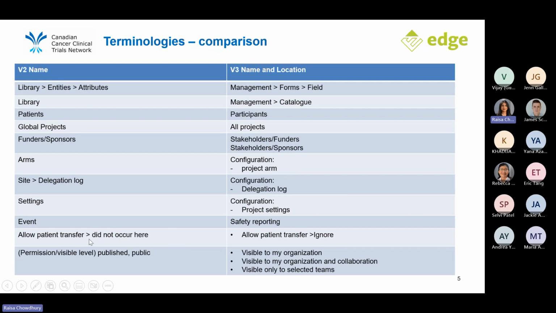The other one is permission and visible level. It's a bit more intuitive. We're no longer using the terminology of published or public. It's more specific. It'll let you know whether you want it to be visible to your organization and collaboration, or visible only to the selected teams that you've selected.